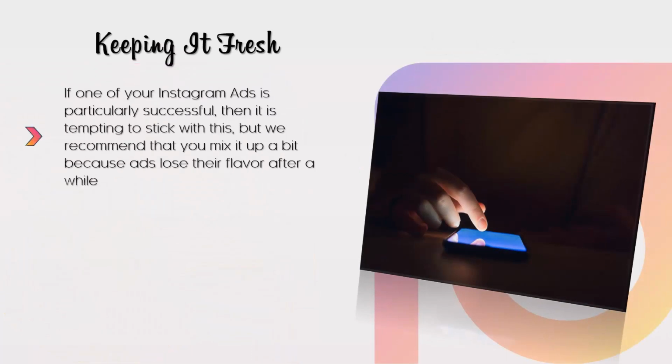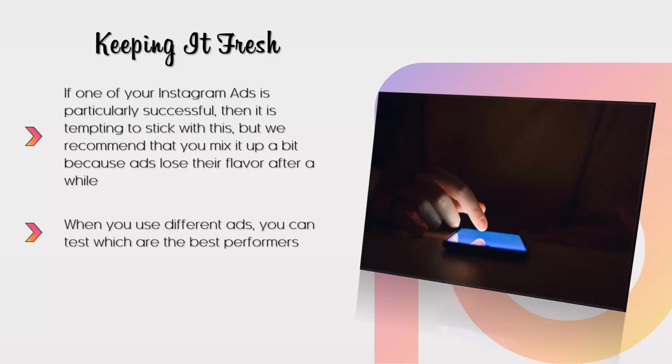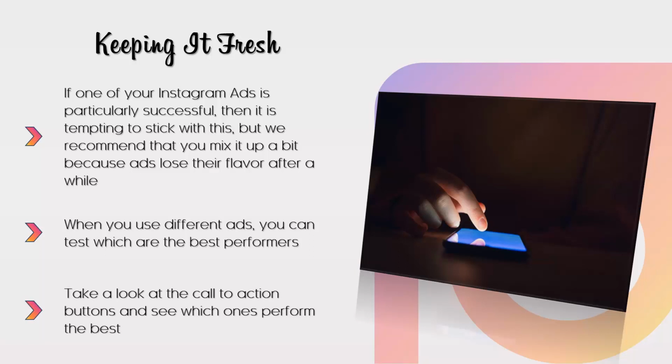Keeping it fresh. If one of your Instagram ads is particularly successful, then it is tempting to stick with this. But we recommend that you mix it up a bit because ads lose their flavor after a while. Every week or fortnight, switch the ads that you are displaying. This will help to prevent your audience from tuning out. When you use different ads, you can test which are the best performers. You can easily change an ad by using a different caption, for example. In fact, we strongly encourage you to use different ad copy and visuals with a campaign. Take a look at the call to action buttons and see which ones perform the best. For example, does Shop Now perform better than Learn More?